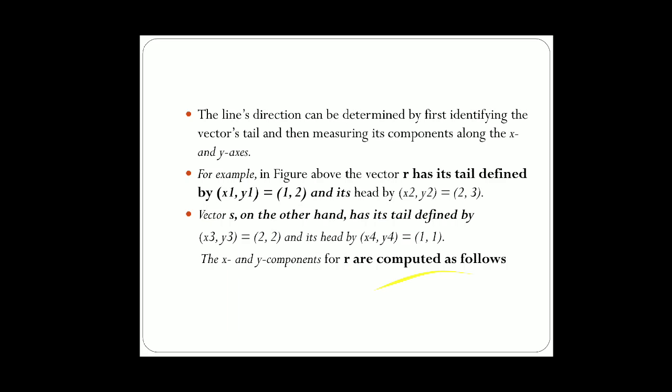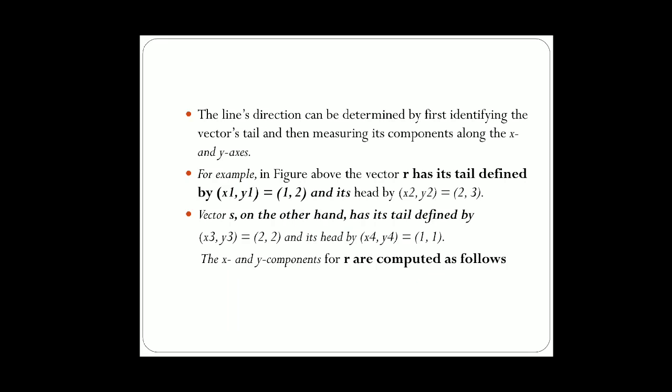Vector S, that's the below line, on the other hand, has its tail defined by x3 comma y3, which is 2 comma 2, and its head by x4, y4 is equal to 1 comma 1. The coordinates are being calculated. That is, if x3 is on the third coordinate, it will be 3. If y3 is on 2, it will be 3 comma 2.